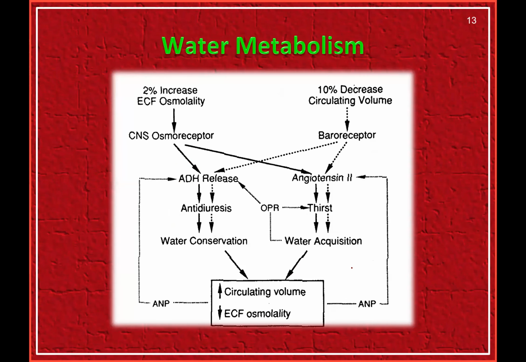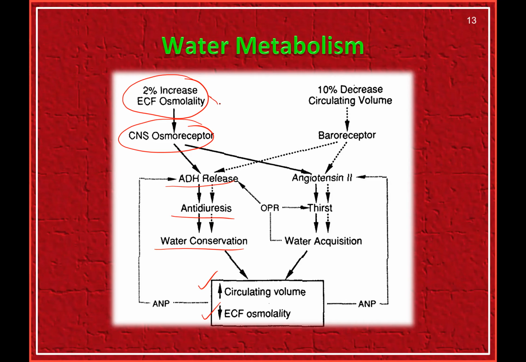Now, for water metabolism, there are two ways it is being maintained. First, a 2% increase in the extracellular fluid osmolality, that means the ECF is hyperosmolar by 2%. Then the osmoreceptors in the CNS are stimulated, and they go through the mechanism we have seen earlier: ADH, antidiuresis, water conservation, and an increase in the circulatory volume, and that brings down the increased ECF osmolality which started this.